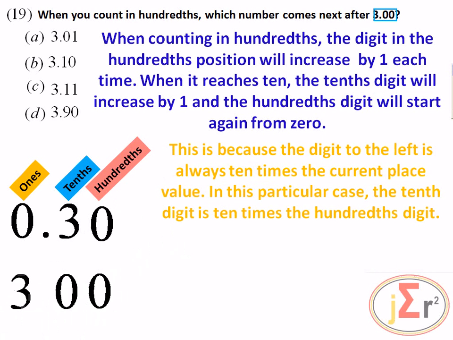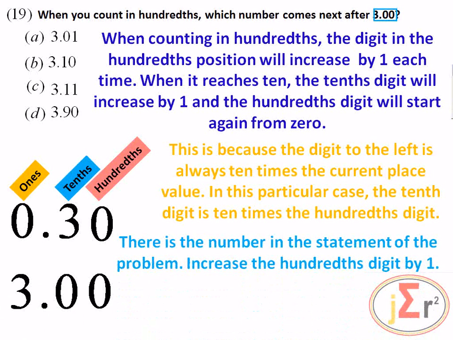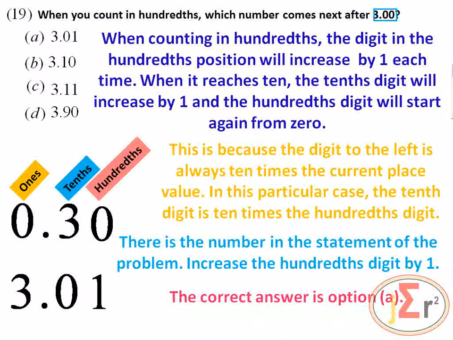The number that we are focusing on is 3. When we are counting in hundredths, which number will come after or next after 3? Which means the very next one. There is the number in the statement of the problem. Increase the hundredths digit by 1 because we are counting in hundredths. Increase the hundredths digit by 1. That's all. The correct answer is therefore option A.